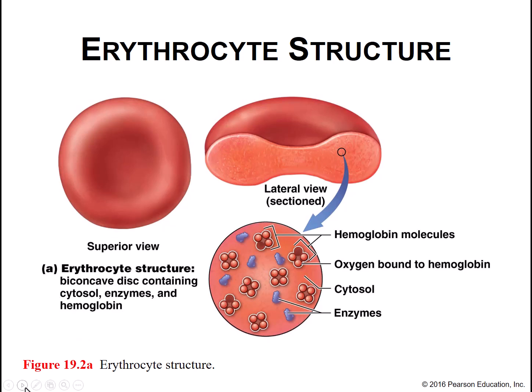So erythrocytes have a biconcave shape. During erythropoiesis, as you'll see in just a few minutes, the erythrocytes spit out their nucleus and become biconcave. And this is to increase the surface area because they're basically just big bags of hemoglobin, because their main purpose is to carry oxygen. And oxygen binds to hemoglobin and is carried throughout the body.